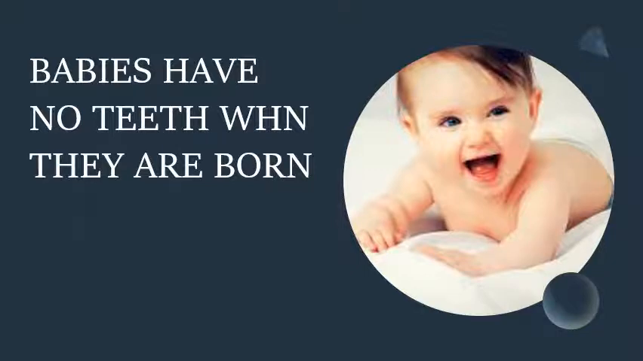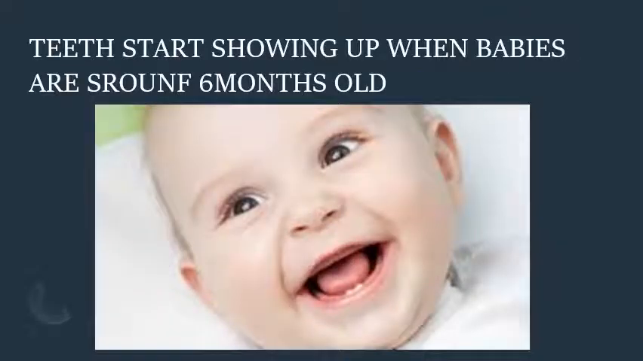Okay, so very small babies, when they are born, up to 6 months of their life, they don't have any teeth. Once they are 6 months old, the teeth start showing up. Small teeth from the lower jaw and the upper jaw start coming out.